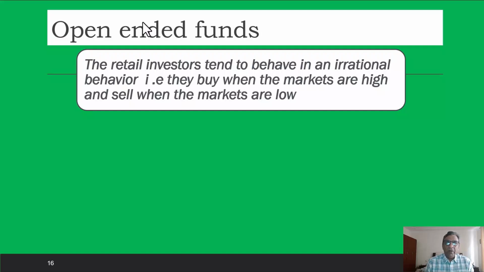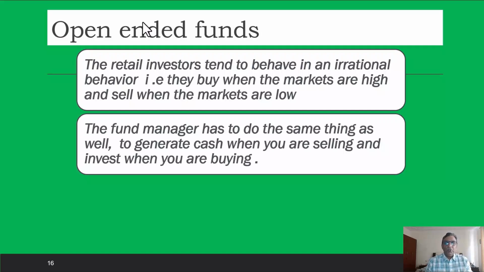They buy when the markets are high and sell when the markets are low. When the markets are rising, the retail investors keep coming to the market and investing into these funds, thereby pushing up the market. And whenever the markets fall, there is always panic among the retail investors, so they go and sell or redeem these funds.